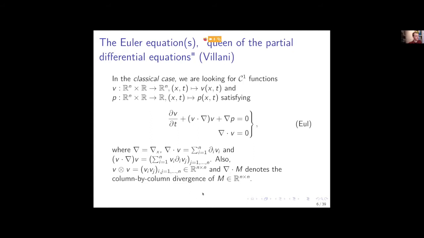Just to note, in all of the notation, nabla means I'm always only looking at derivatives with respect to space, so only with respect to this first R^n here. This nabla never contains, in the whole talk, derivatives with respect to time. Okay, very good. So these are the equations.